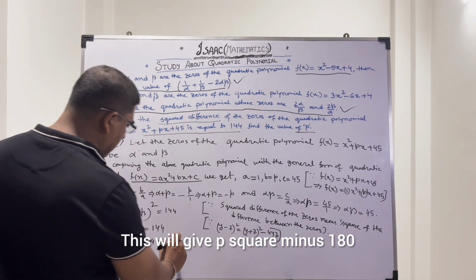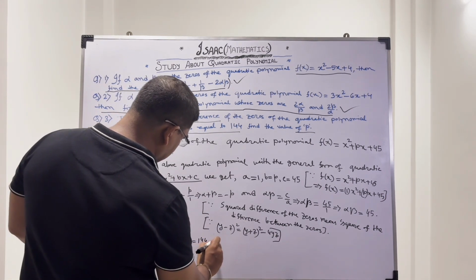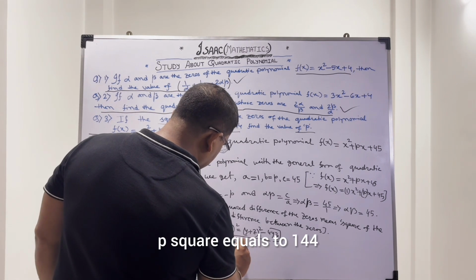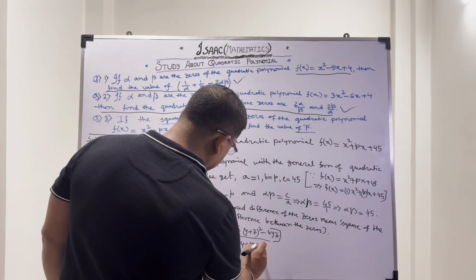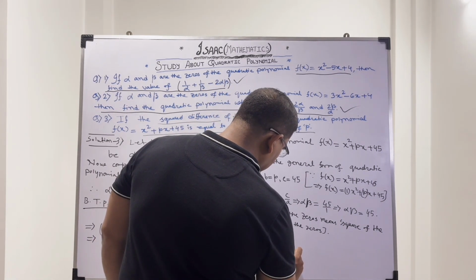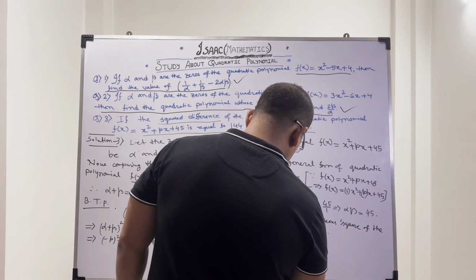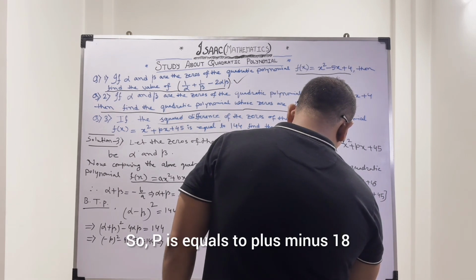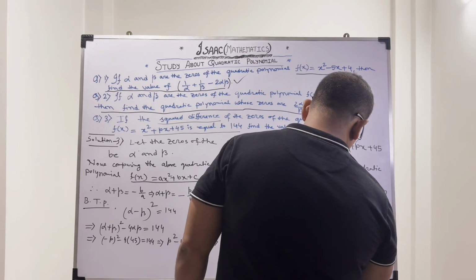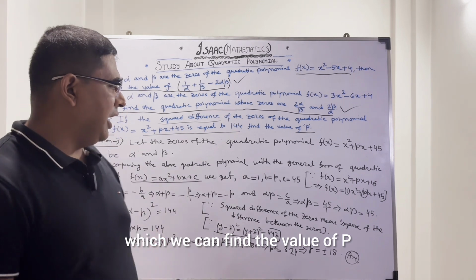This will give p square minus 180 equals 144. This will give p square equals 144 plus 180. This will give p square equals 324. So p equals plus minus 18. Okay. So this is the way by which we can find the value of p.